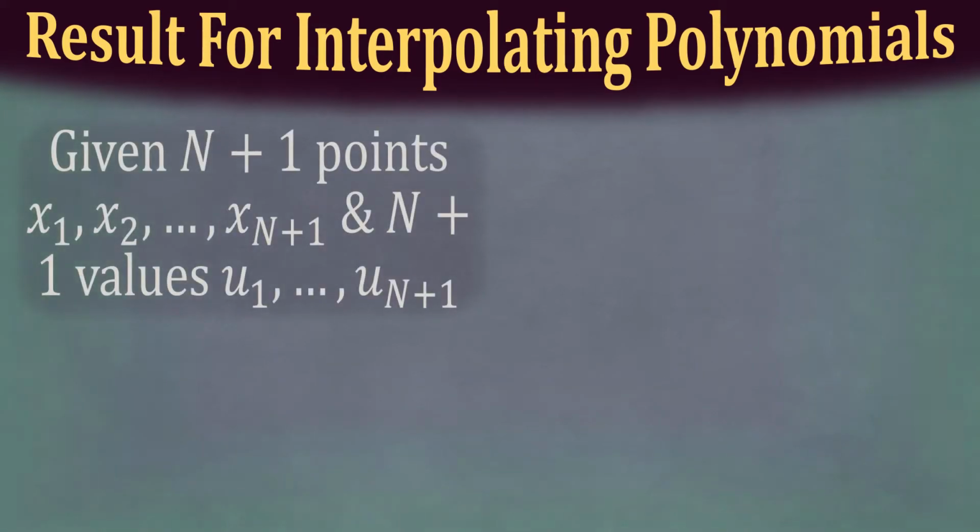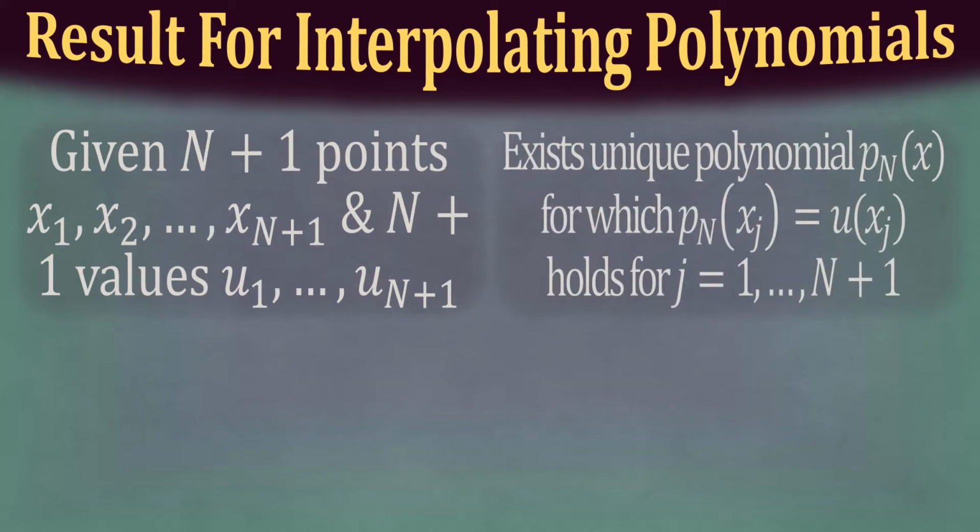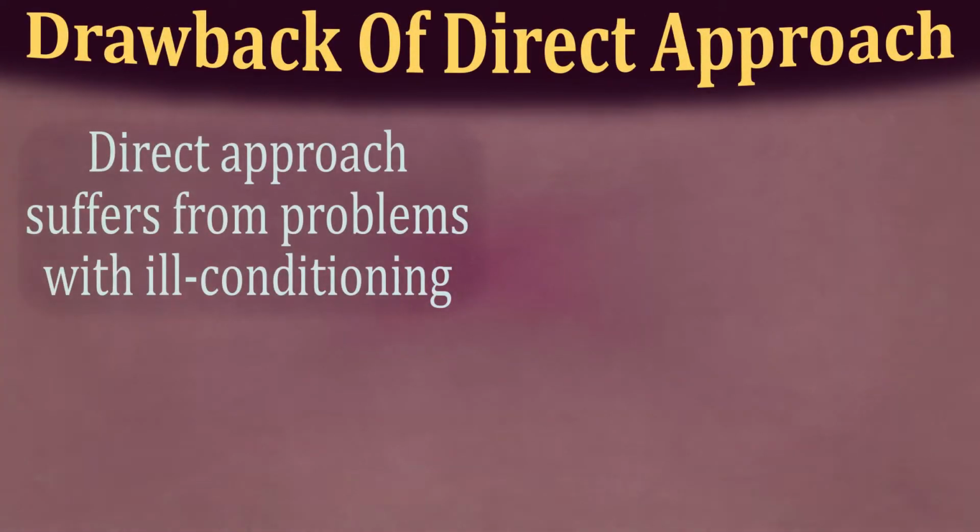Given n+1 points x1, x2, ..., x_{n+1}, and n+1 values u1, ..., u_{n+1}, there exists a unique polynomial Pn(x) for which Pn(xj) = u(xj) holds for j from 1 to n+1. Now, let's discuss the drawback of the direct approach. The direct approach suffers from problems with ill conditioning.